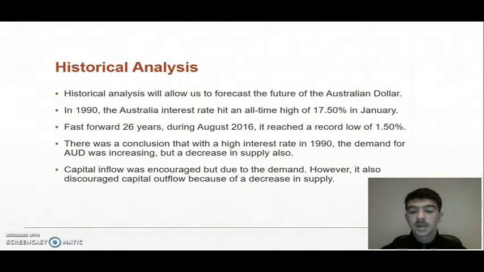In 1990, the Australian interest rate hit an all-time high of 17.50% in January. Fast forward 26 years to August 2016, it reached a record low of 1.50%. There was a conclusion that with such a high interest rate in 1990, the demand for Australia was increasing, with a decrease in the supply of the Australian dollar. This meant that capital inflow was encouraged due to the demand. On the other hand, capital outflow was discouraged because of a decrease in supply.